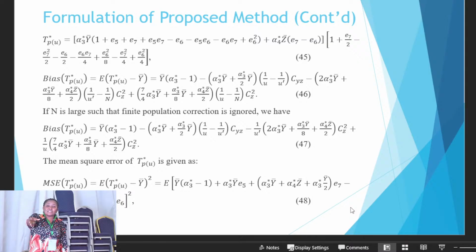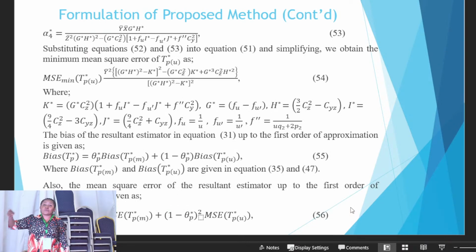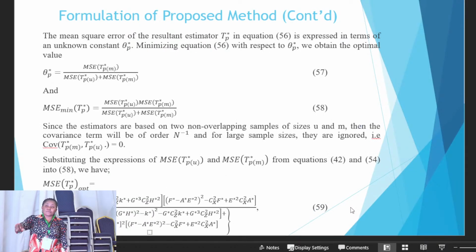And then in the same manner, we have the expression for the mean square error, that is the expectation of the square of the deviation of this estimator from the true population value. We have equation 48. When this is simplified, we have 49. If n is assumed large, so that the finite population correction is ignored, we have equation 50. When we take the partial derivative with respect to alpha 3, alpha 4, we have equations 51, 52 and 53. When we substitute back, we have the minimum mean square error of the estimator for the unmatched portion stated in equation 54, with every other unknown parameter clearly expressed there.